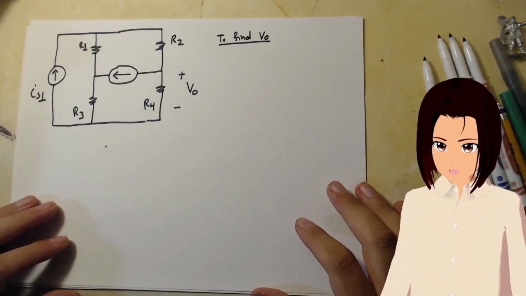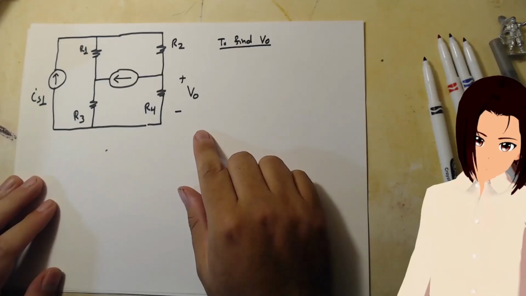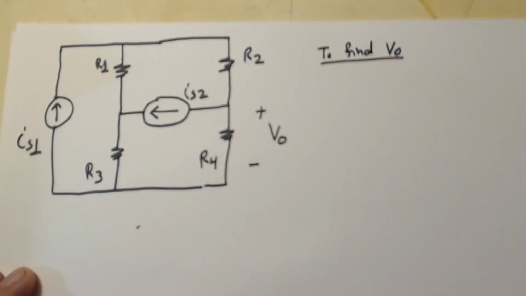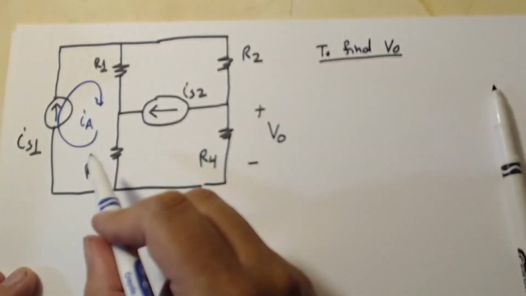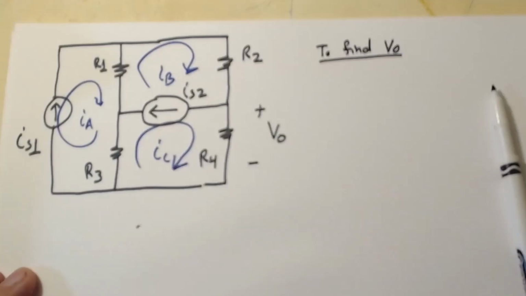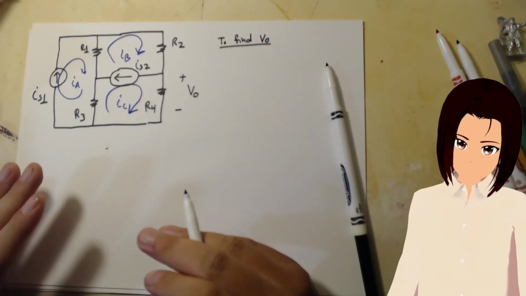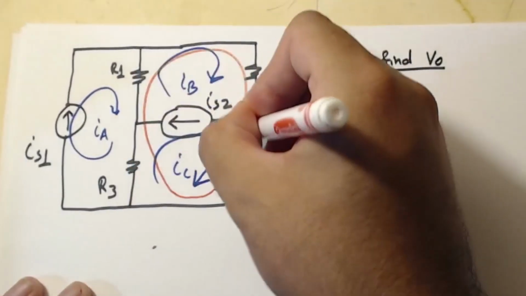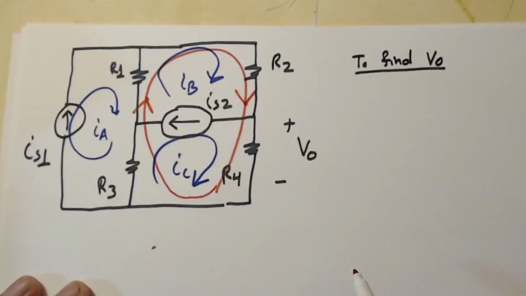All right, so here's what we're going to do. We want to find the voltage output, but we have a source in the middle, called IS2. To deal with that, you have your mesh A, your mesh B, your mesh C. Now we want to do a super mesh. Our super mesh is this, and that's the direction.